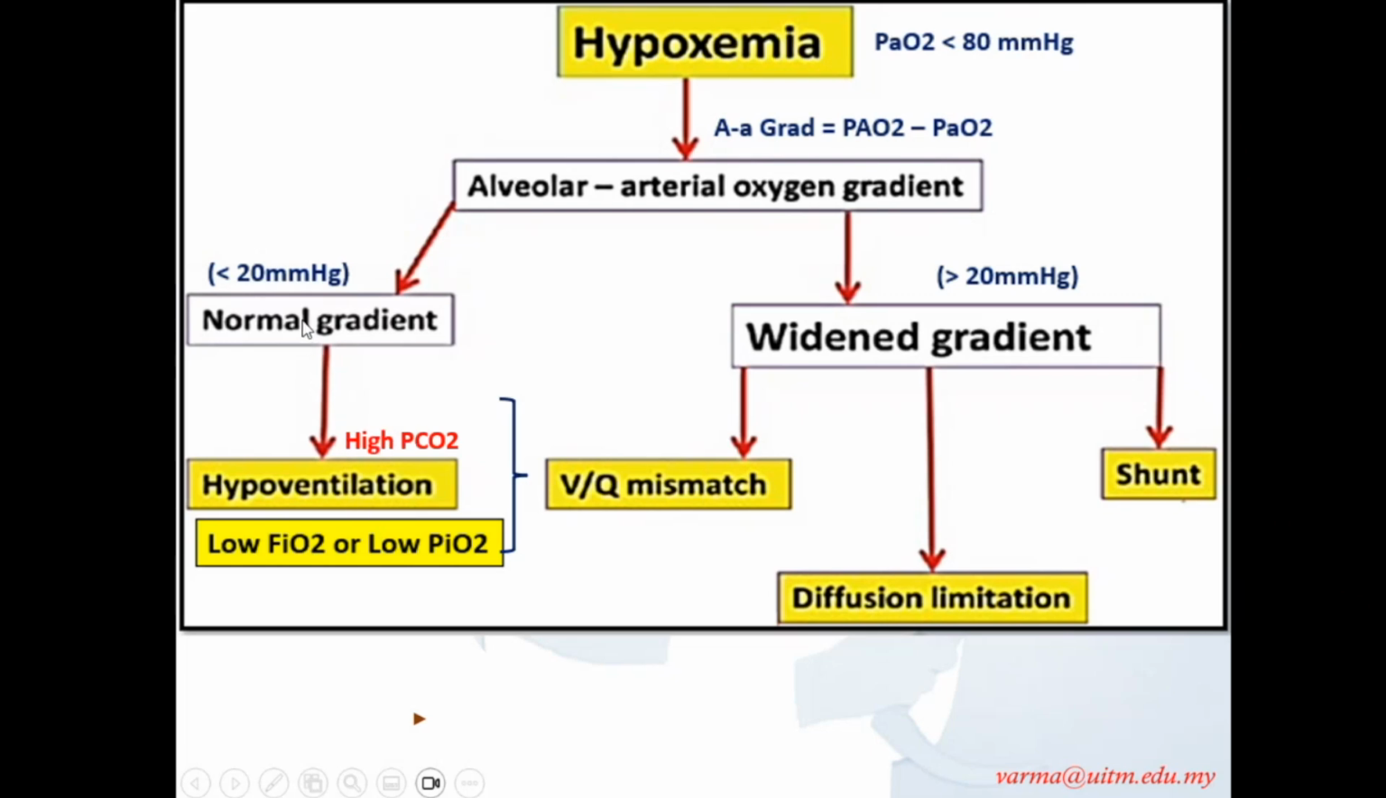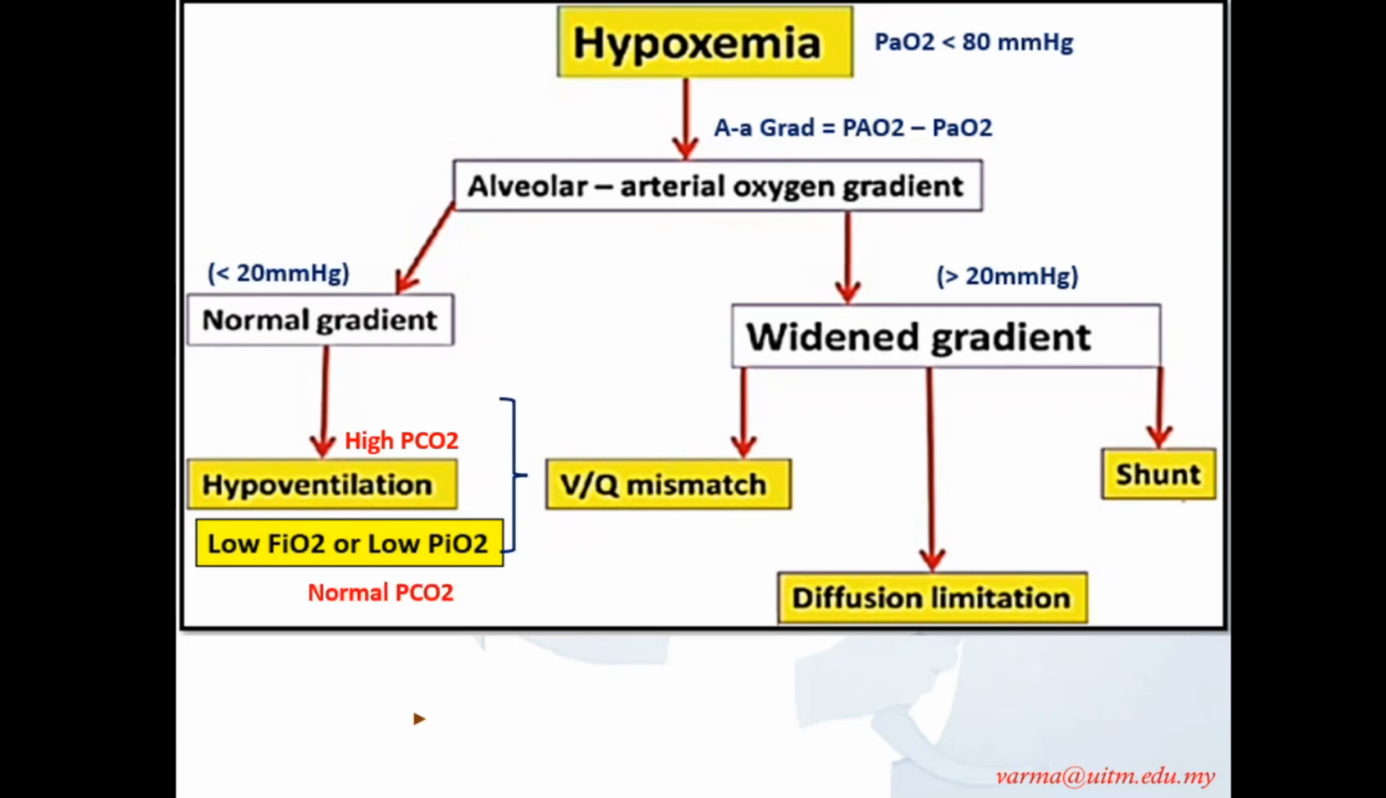To differentiate the causes of normal gradient, in hypoventilation, as I said, there will be CO2 retention. So the PCO2 will be high. Thus you can differentiate between this and this. If there is a normal gradient with a normal PCO2, most likely it's low FiO2. But if it's a normal gradient with high PCO2, that will be hypoventilation. That is simple for normal gradient.